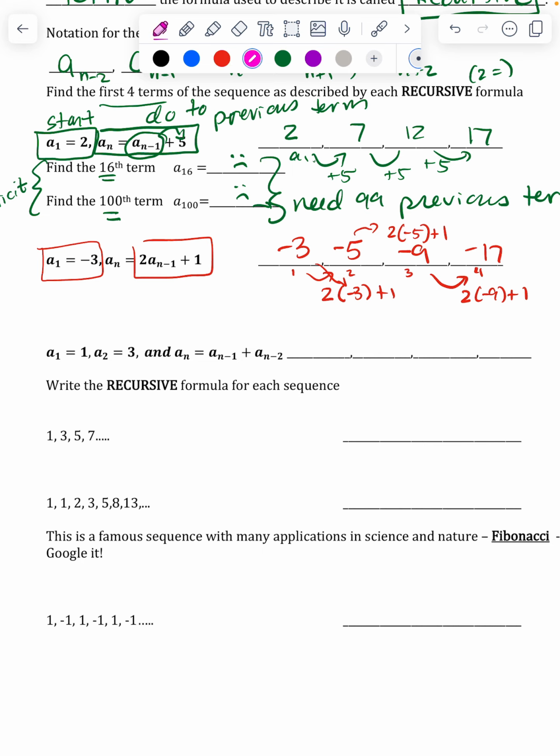Now this is kind of unique, and this comes up on our quiz, so we want to make sure we know what we're talking about. Here, they're telling me the first term is a 1, the second term is a 3, and then look at this rule.